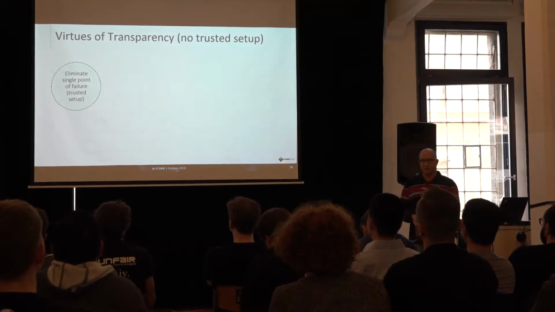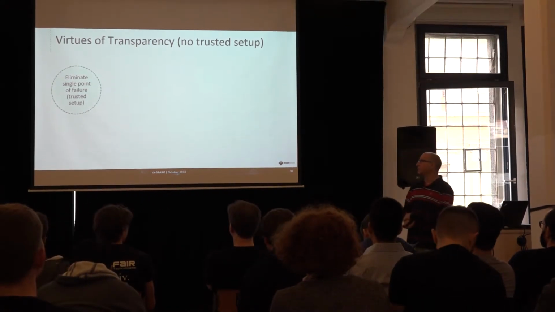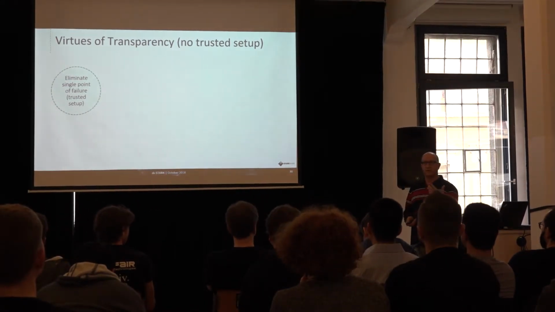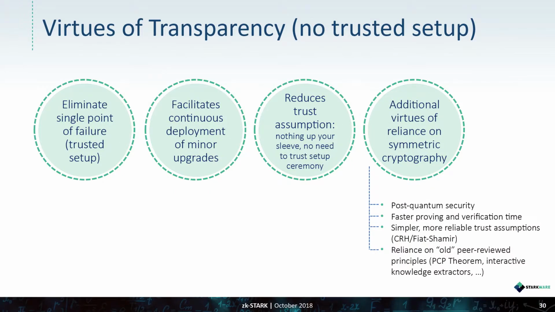I want to say a little bit more about the virtues of transparency, no trusted setup, and use only of public random coins. So first of all, you eliminate a single point of failure, which is the trusted setup. And also, the public can find it easier to believe and have trust in the system. Think of a state or a big bank wanting to use a proof system and convincing the public that everything there is done correctly. So you would really want to say, I have nothing up my sleeves.